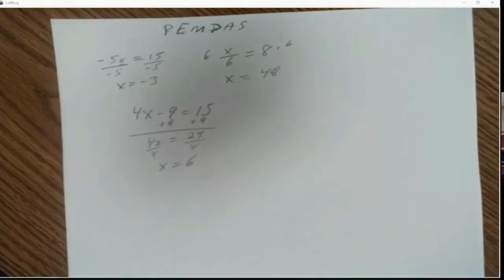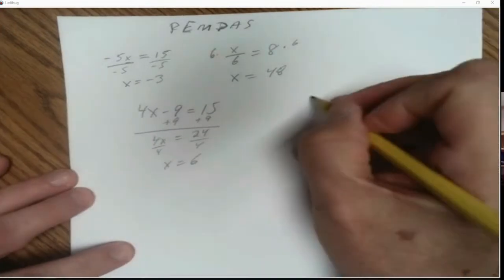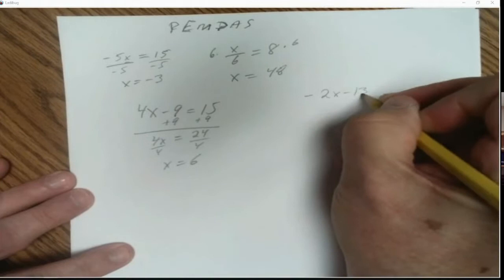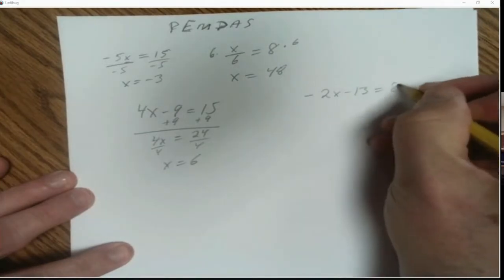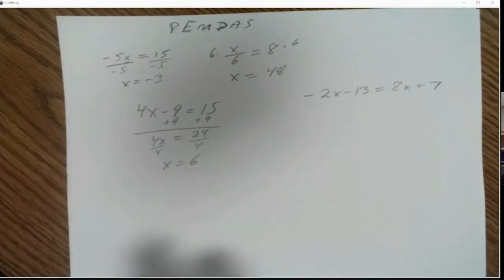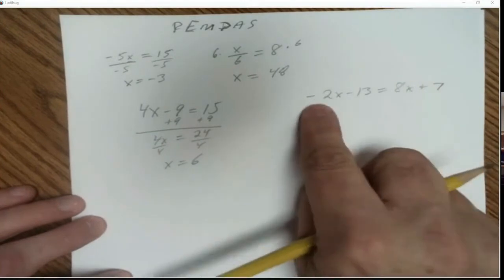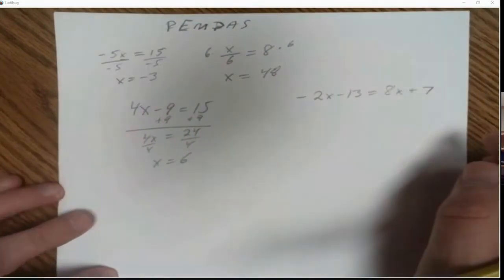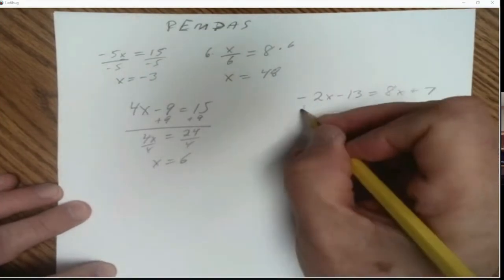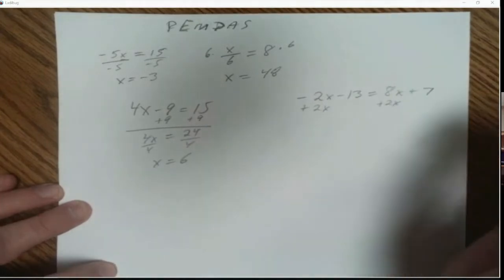But two-step equations. The next step up is when we have variables on both sides: negative 2x minus 13 equals 8x plus 7. So we've got a variable on both sides. Now we can move all the x's to the left or we can move all the x's to the right. It doesn't really matter. We should get the same answer. In this case, since this one's a negative, I'm going to move it to the right just to make it a positive one.